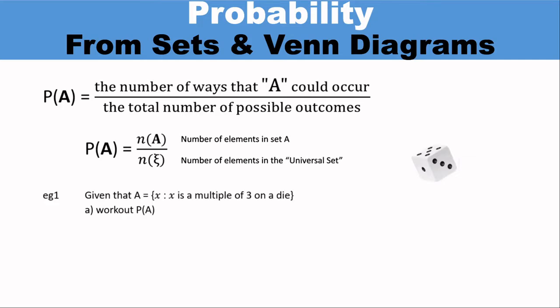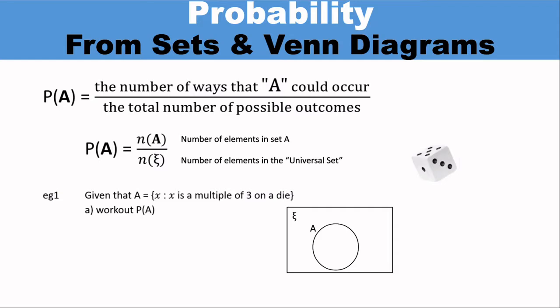Back to our example about rolling a die. Using some set builder notation, I could say that set A are all of the x values where x is a multiple of 3 on a die. So to work out the probability of A is to work out the probability that we roll a multiple of 3 on a die.